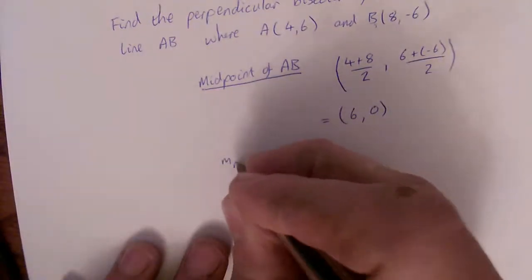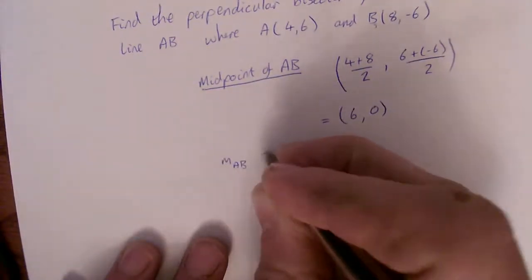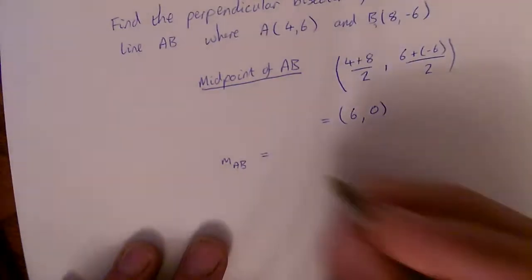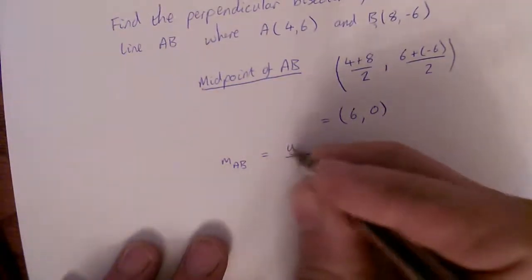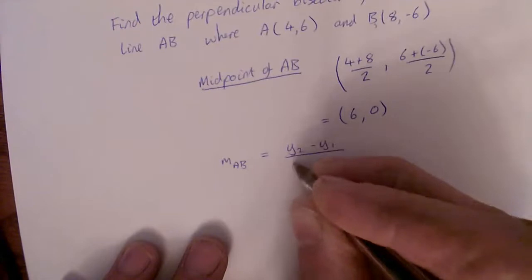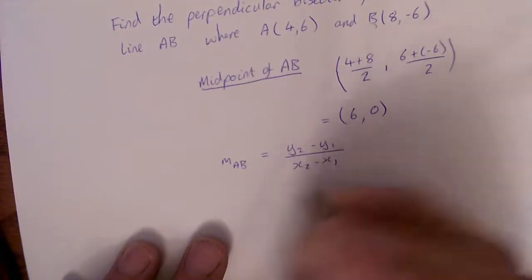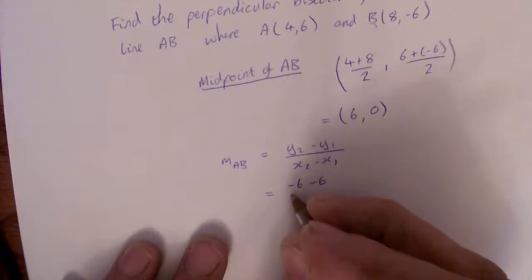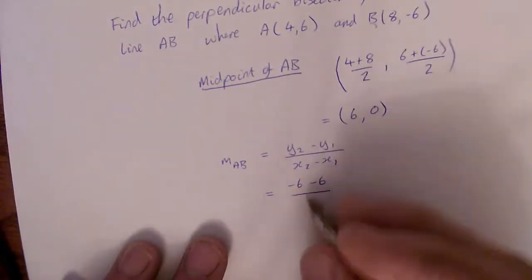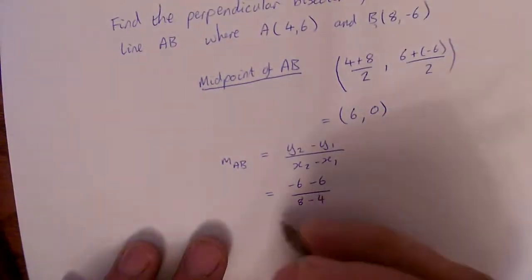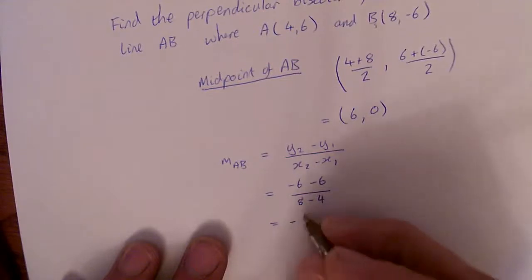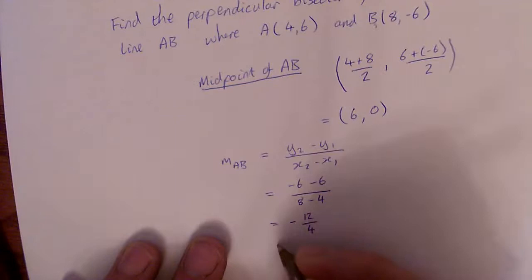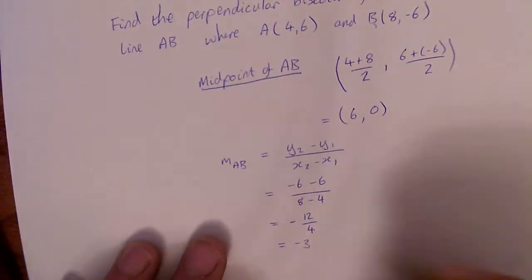Second thing I want is the gradient of AB. Now my gradient of AB is (y2 - y1)/(x2 - x1). That's (-6 - 6)/(8 - 4), which is equal to -12/4, which is the same as -3.